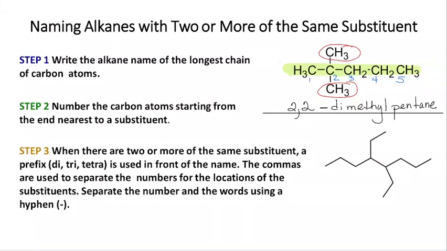Okay? Because a common mistake that sometimes I see is that students assume, oh, 2 because there's 2 methyls, and then 2 because of their location. No. The 2 and the 2 represent the location for each methyl. Because if those methyls were in 2 and 3, then you say 2, 3 dimethylpentane. Okay? Let's look at the bottom example.